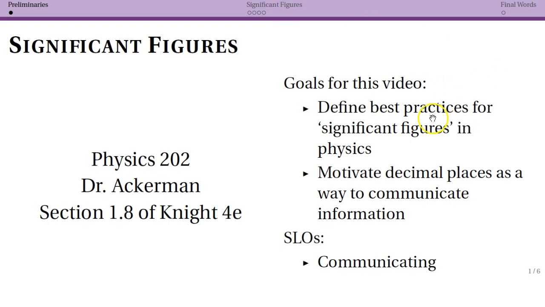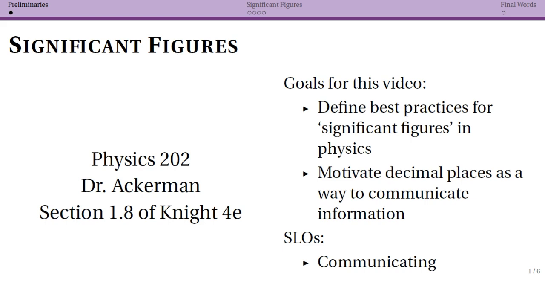One is the technical goal of what really are the best practices. What are the things that we're trying to do when we use sig figs? The second aspect is to think about why we're using sig figs. The big learning outcome that this relates to is the idea of communication.